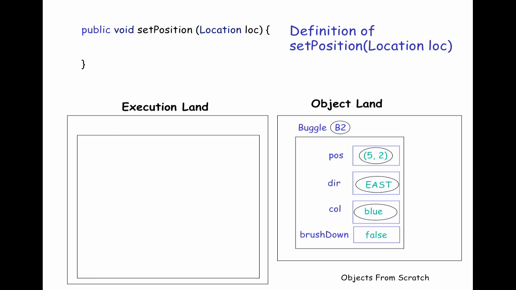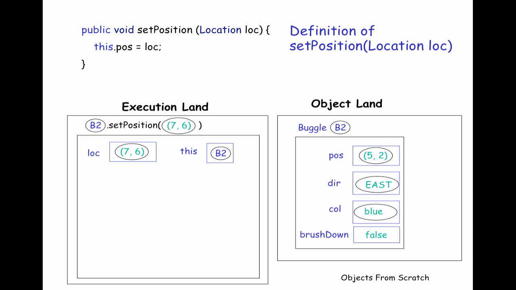The definition of setPosition is similarly very simple. It's also a one-liner, like many instance methods. It's just this.pos gets loc. And to understand why this works, let's consider trying to set the position of Buggle B2 to 76. When we create the execution frame, it has the local variables this and loc. And in this.pos gets loc, this is B2, loc is 76, and we are setting the pos variable to be 76.